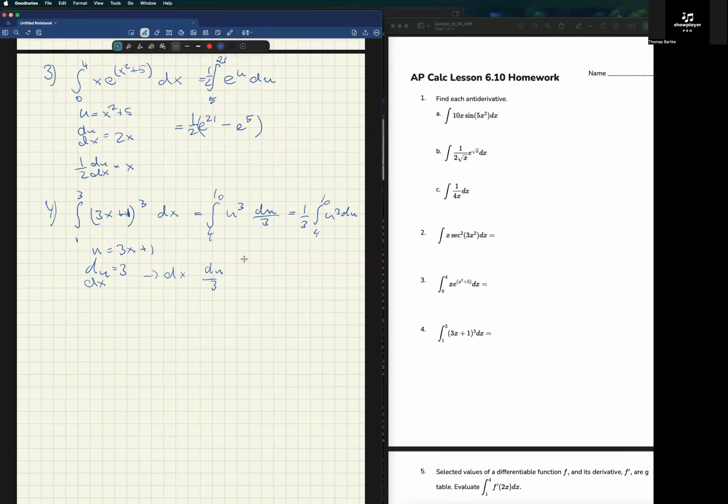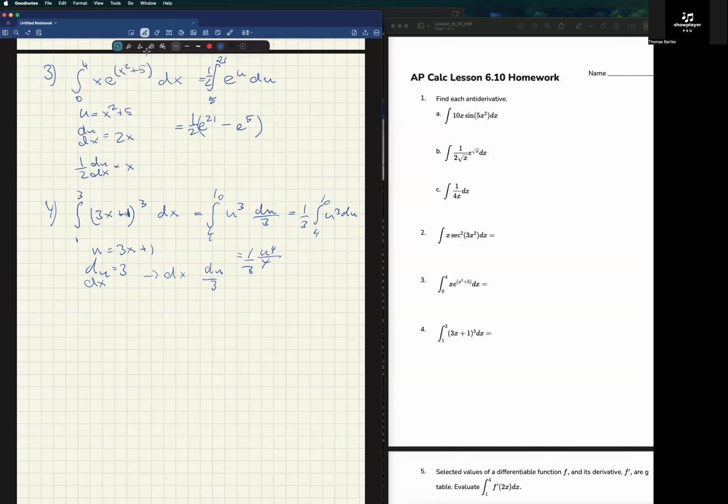So now we are finding the antiderivative. And that is u to the 4 over 4. But we have this 1/3 here still in front. So that is it. And so we have boundaries, so we'll plug this in here.